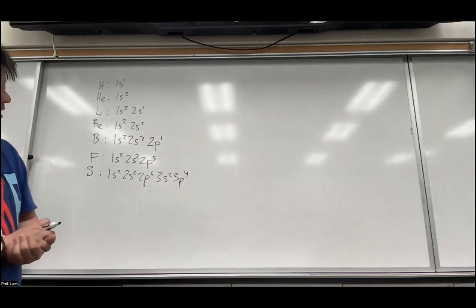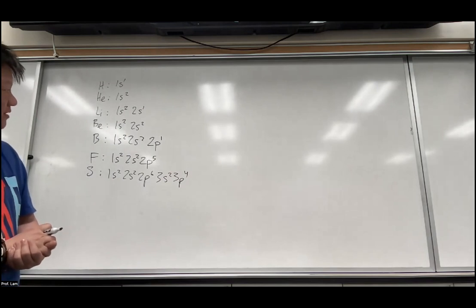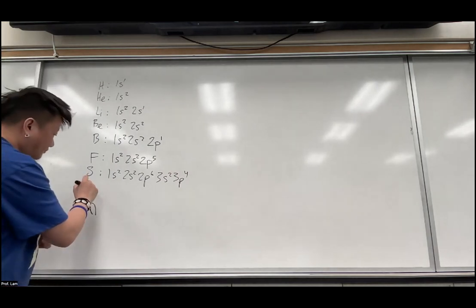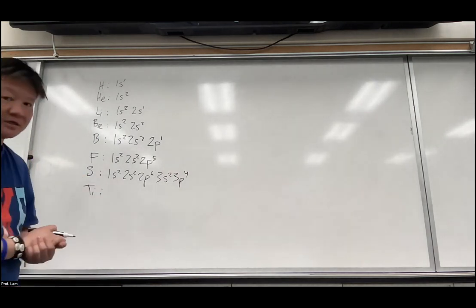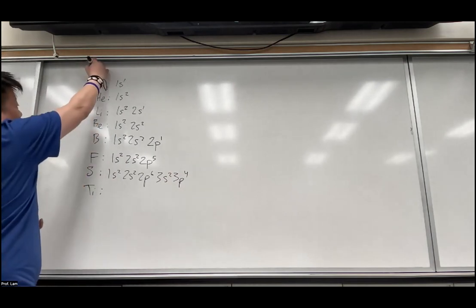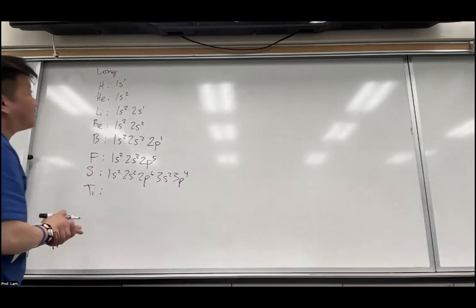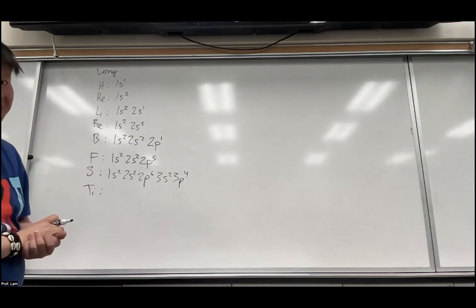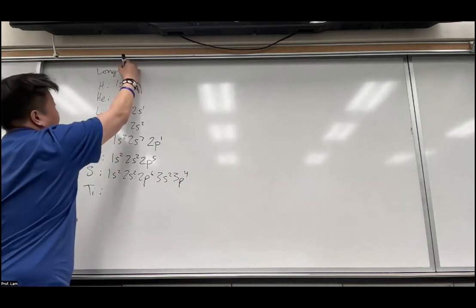Let's try one with a transition metal. So let's do titanium. We're going to do it from the beginning. This is called, by the way, the long version. I'm going to show you the short version, the condensed electron configuration.